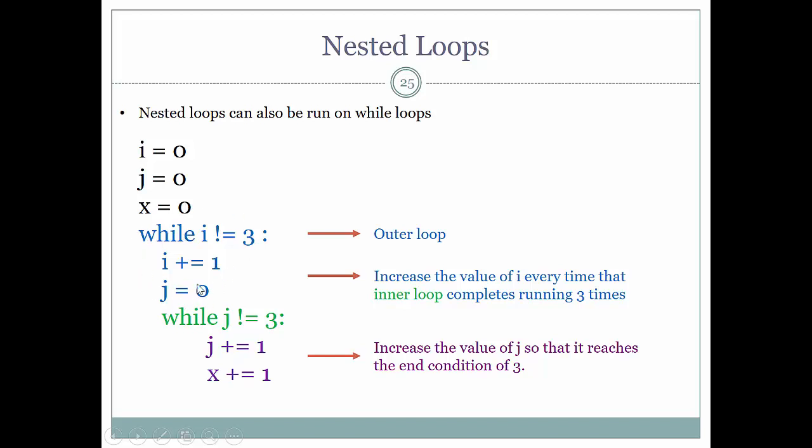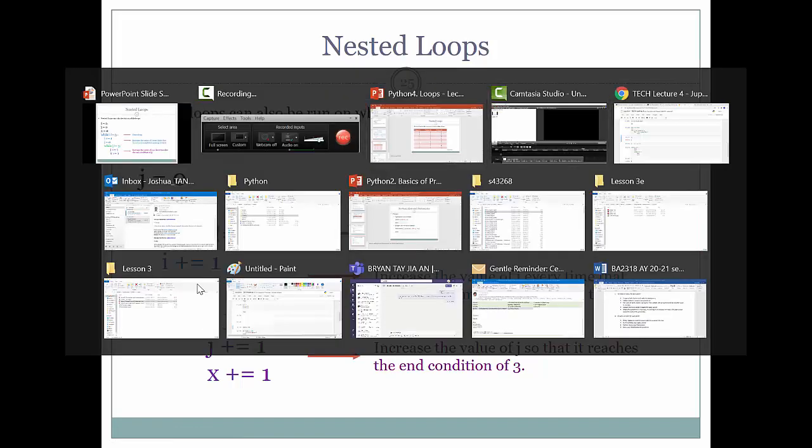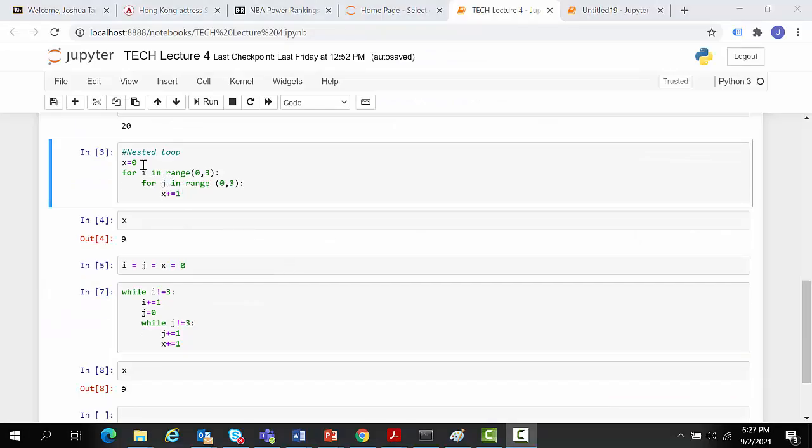Let's take a look at the code in Jupyter Notebook. So let's take a look at the nested for loop first. We initialize x to be 0. And we can see that as we change the value for i, so if i runs 4 times, how many times does this run? It will take 3 times for the inner loop, multiplied by 4 times for the outer loop. And this gives us 12.